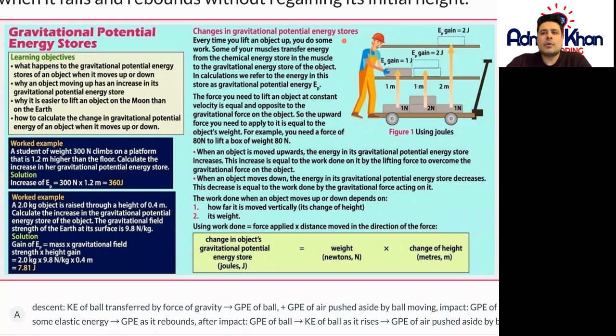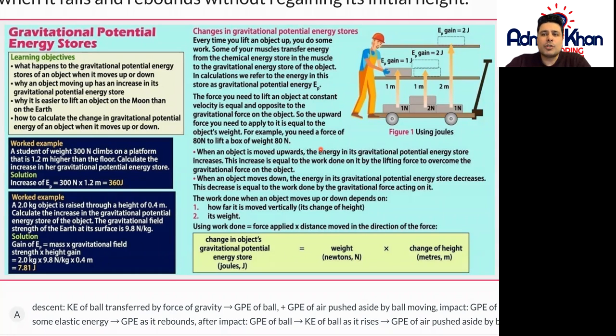In calculations, we refer to the energy in this store as gravitational potential energy, or E with a small p at the end. Now, remember, chemical energy is the energy coming from yourself, and gravitational potential energy is energy from the object. So the force you need to lift an object at constant velocity is equal and opposite to the gravitational force on the object.